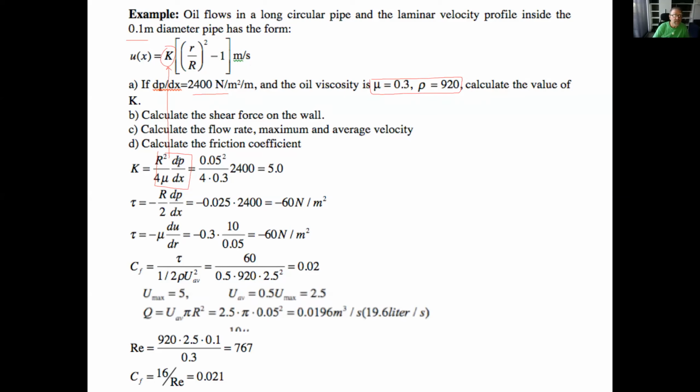And then R squared, what is the diameter? What did it say? Okay, here it is. It's 10 centimeter diameter, so 5 centimeter is the radius. Okay, R squared, 4 times mu, and then we have dP/dx is 2,400 Newton per meter squared, which is Pascal per meter. You do the algebra, you end up with 5. The units, of course, are going to be meters per second, because this is the maximum velocity.